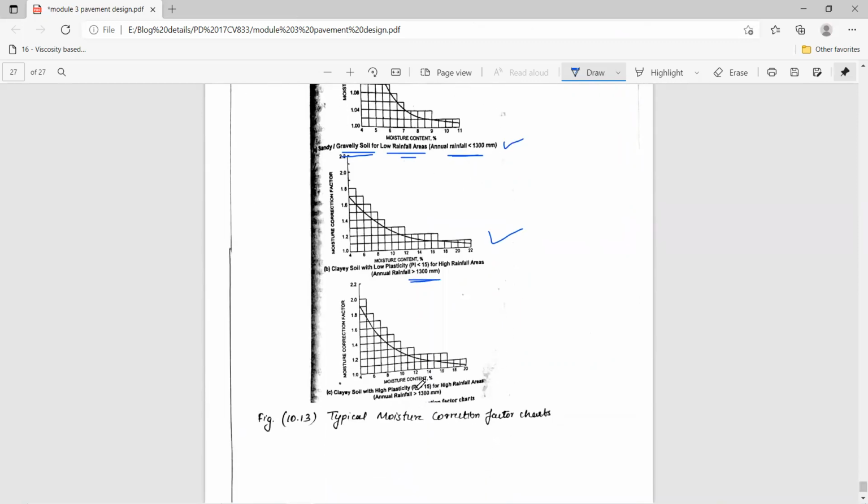See, this graph is for sandy gravelly soil for a low rainfall area where annual rainfall is less than 1300 mm, and the second graph is for clayey soil having plasticity index less than 15 and rainfall greater than 1300 mm. And here plasticity index is greater than 15 and rainfall is also greater than 1300. But in our problem the plasticity index is 12, right? Therefore it belongs to the second graph, and also rainfall is greater than 1300.